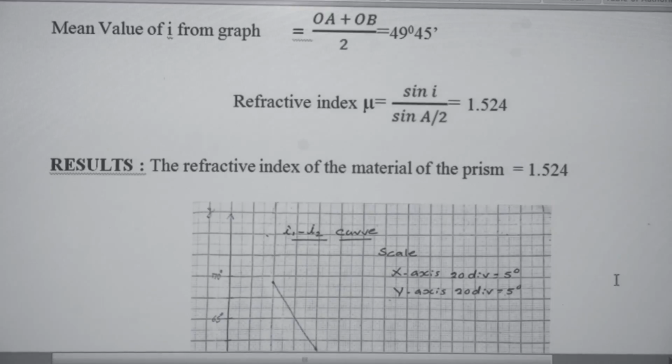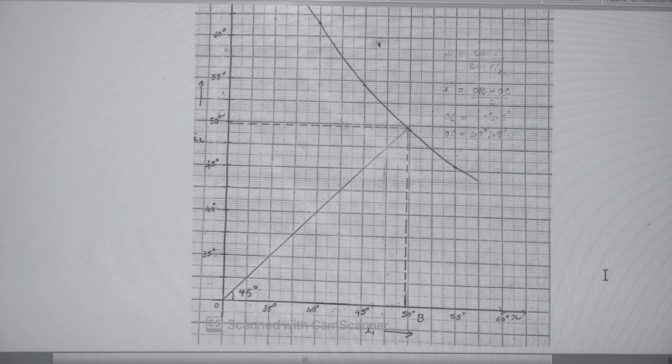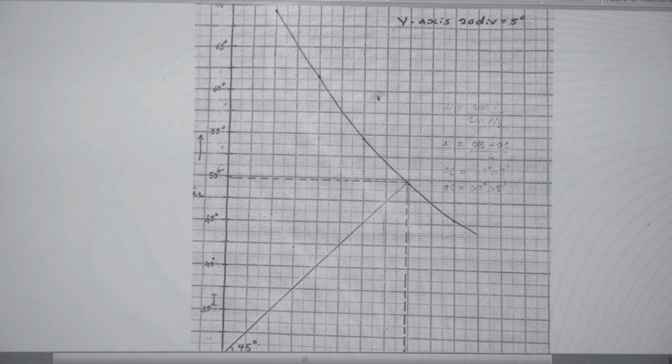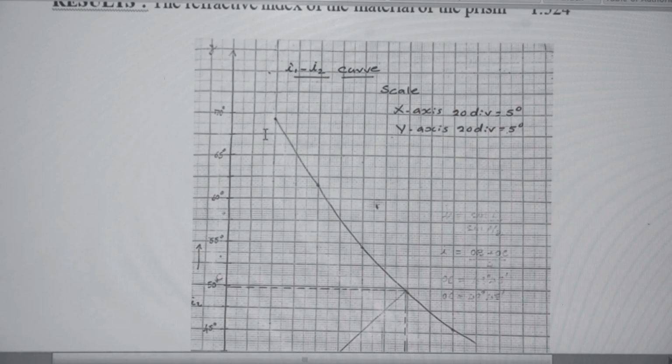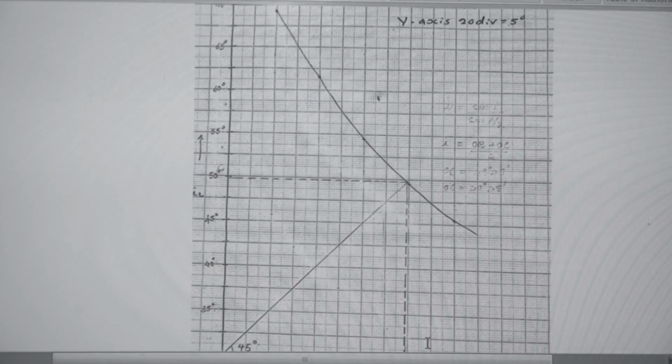Then we plotted a graph here. Now this is the graph plotted. The I values 35, 40, 45, 50, 55. The corresponding value of I2 is plotted here. That is 40, 45 is marked here. The I2 value is plotted. Then we obtain the I1, I2 curve.